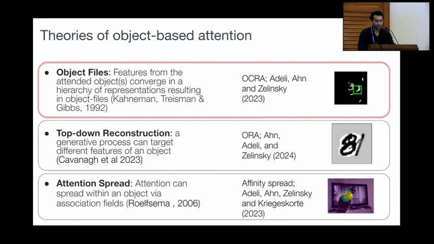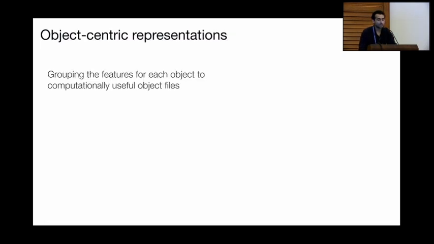So let's just start with the first one. I think what people in computer science, like machine learning, talk about when they want to have these sorts of object files is object-centric representation. These are representations where you want to group the features of one object into a vector format. And a vector format is really computationally useful. If you have each of your objects in a vector format, you could compare them, you could use them for different tasks, you could use them in order to reconstruct the object.